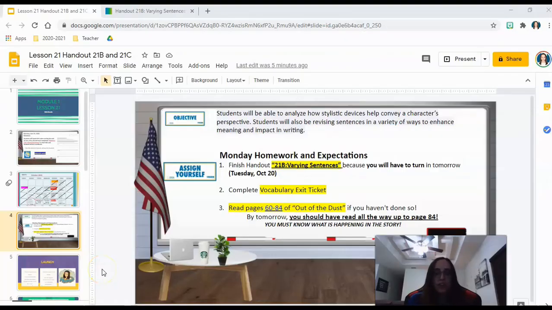So you should have already finished Handout 21B, varying sentences. You should have already gone ahead and read Out of the Dust pages 73 to 84. You do need to make sure that you're on page 84 by tomorrow. And then of course you're going to be having an exit ticket. So let me go ahead and show you where that's at and what that looks like at this time.